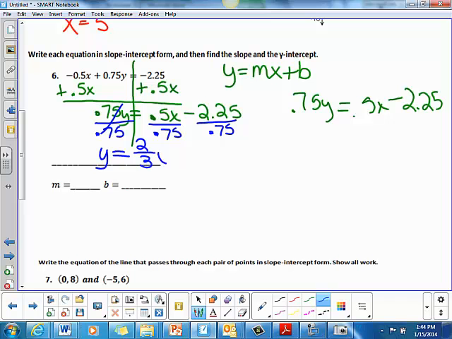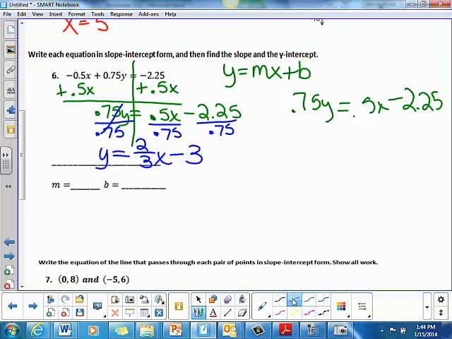2 over 3. Okay. And how many times does 0.75 go into 2.25? 3 times. Yes. So you can figure that out in a calculator if you think in terms of quarters, maybe, because that's how I look at it. But I also don't like decimals because they mess me up. So I'm going to get rid of the decimals.